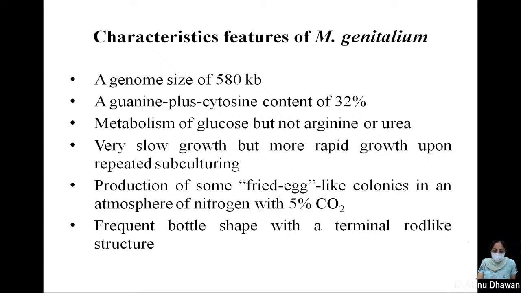It has very slow growth, but much more rapid growth upon repeated subculturing. That is, if one tries to grow it as such, it is very difficult, but it forms colonies similar to the other mycoplasmas. It has a bottle shape, as I showed you in the transmission electron picture, with a terminal rod-like structure. Because of its difficulty to grow, we basically rely on diagnosis using molecular techniques.